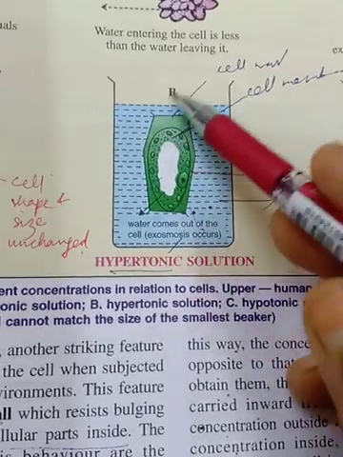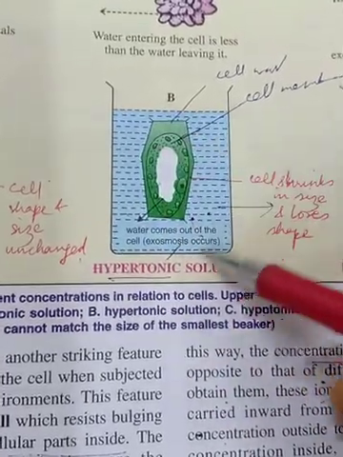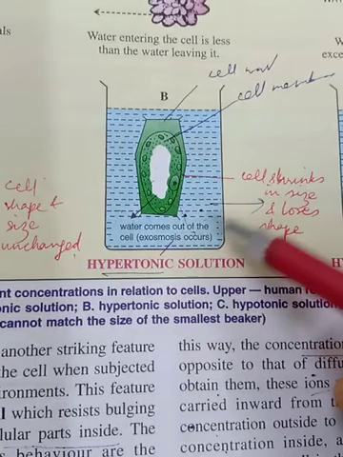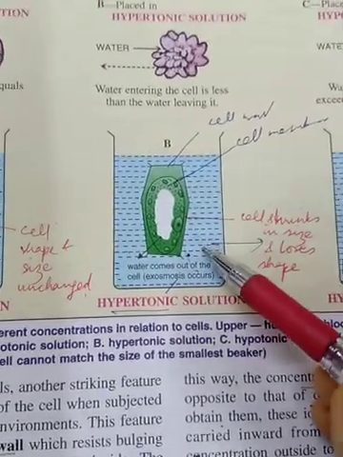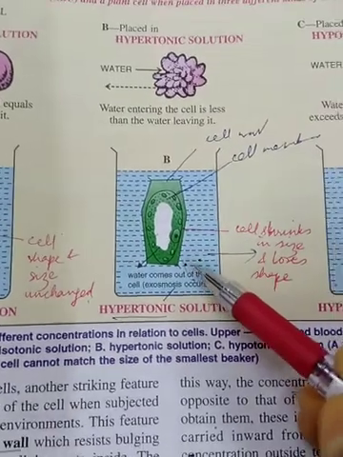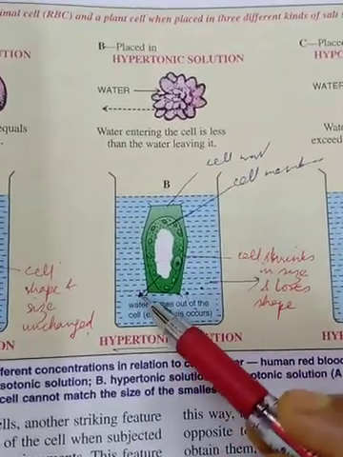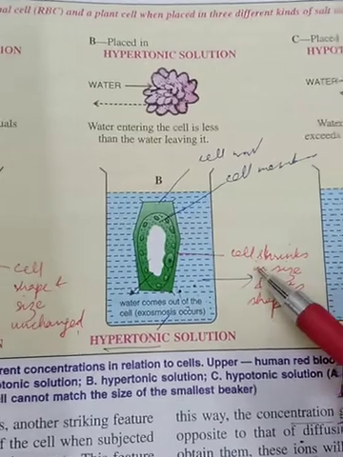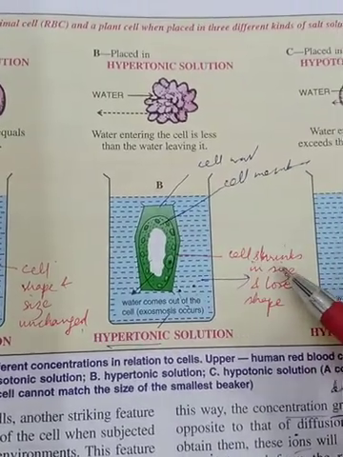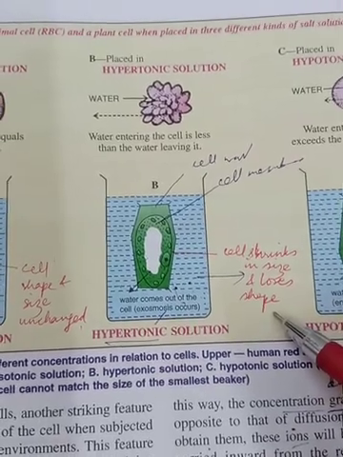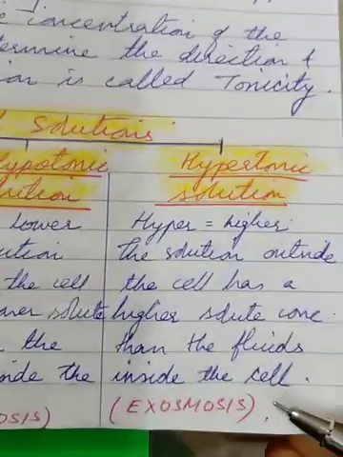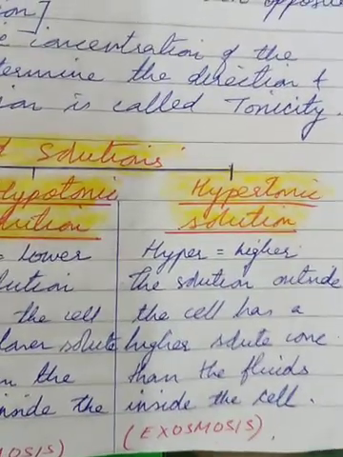Because this is already concentrated, with more solute like sugar or salt and less water. And remember children, osmosis is the movement from where there is more water to where there is less water. So water starts moving out through the semi-permeable membrane, causing the cell to shrink in size and lose shape. This leads to exosmosis, and that is what causes the cell shrinkage.